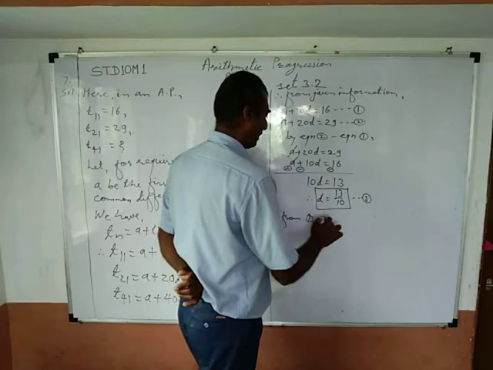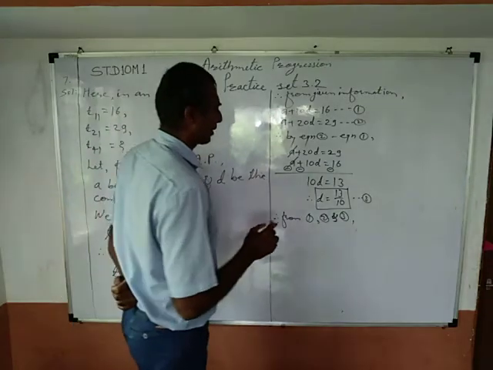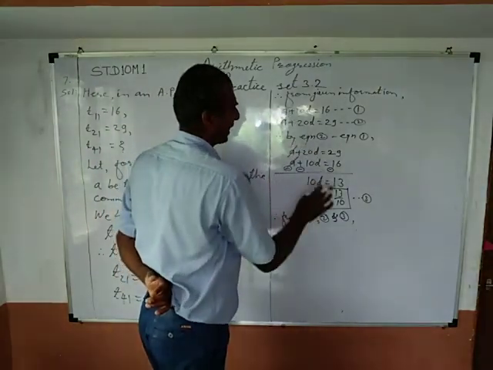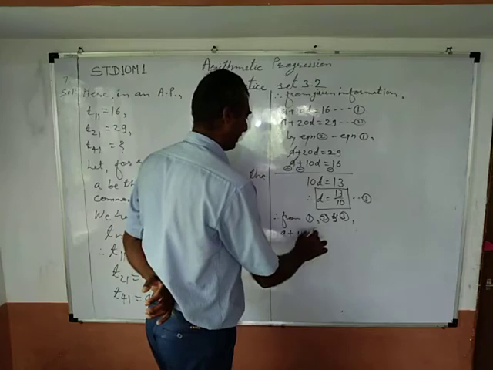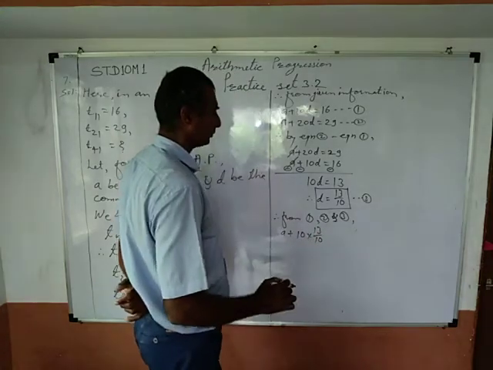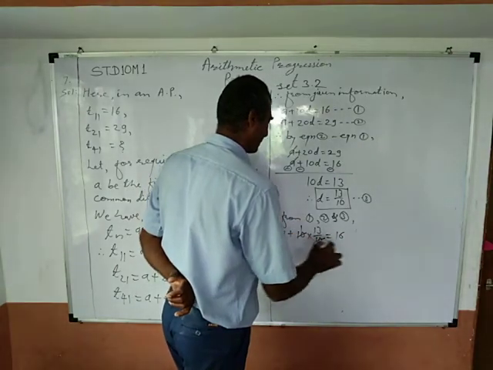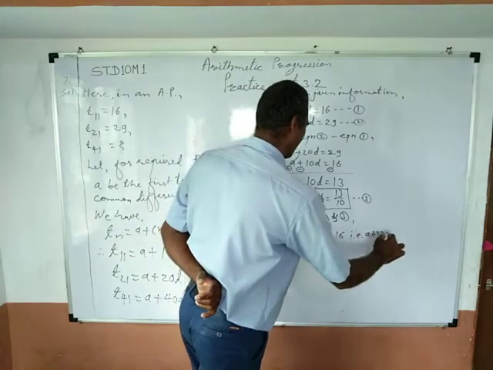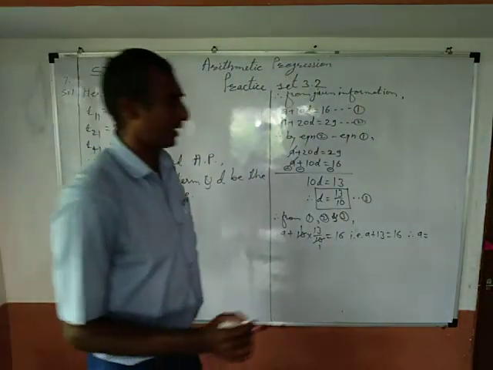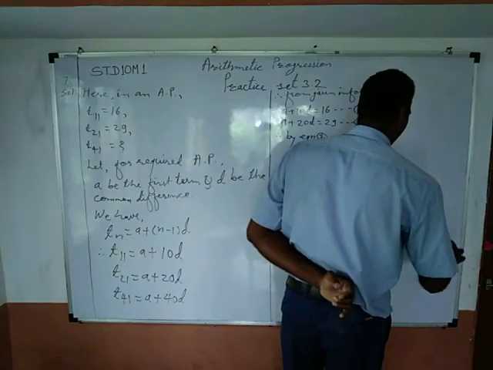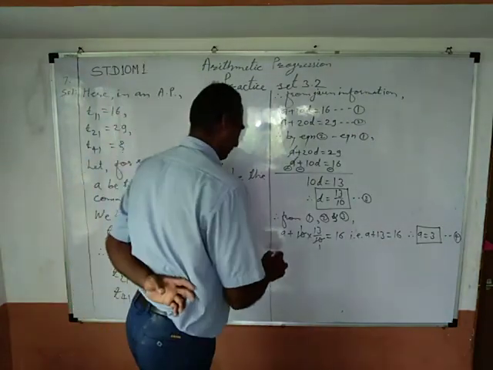And therefore from 1, 2 and 3, we can write, from 1 and 3, A plus 10D, meaning A plus 10 into 13 upon 10 equals 16. 10 ones are 10, so A plus 13 equals 16, and therefore A equals 16 minus 13, equal to 3. Equation 4.